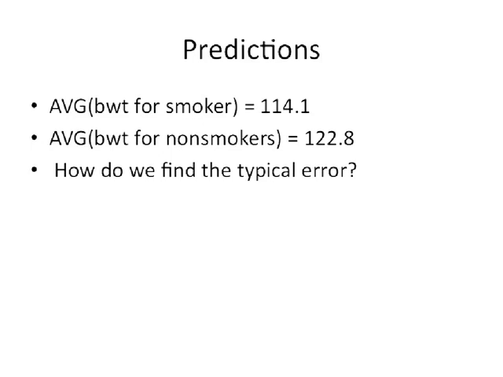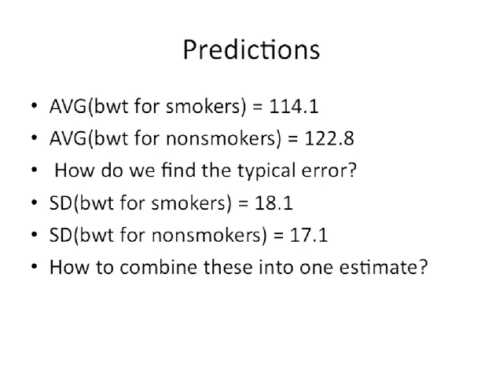So if we look at the SD among the smokers, the SD of birth weight, what's a typical deviation of a birth weight for the smokers? It's about 18.1. And for the non-smokers, it's 17.1. But we want a single number that says how far away it might be. How do we combine these into one estimate?